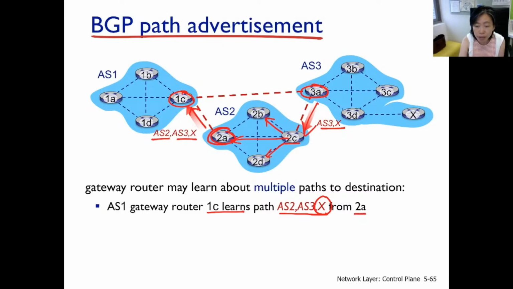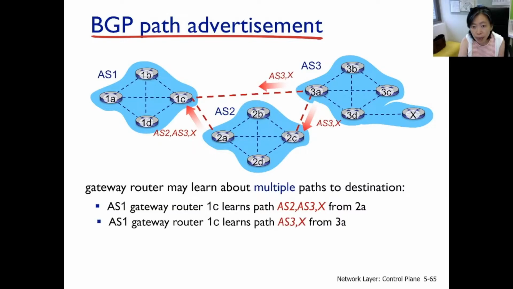The other direction is this. 3A can be simply sending what? AS3, X, okay, this path advertisement directly to 1C. And 1C will just simply learn, right? There's another way to reach destination X, which is just simply sending it to AS3 through 3A. Okay, so these are the gateway border routers that 1C sends the packets to, okay, for the 2 different paths, okay, 2A and 3A.